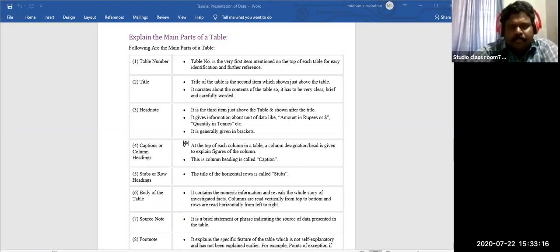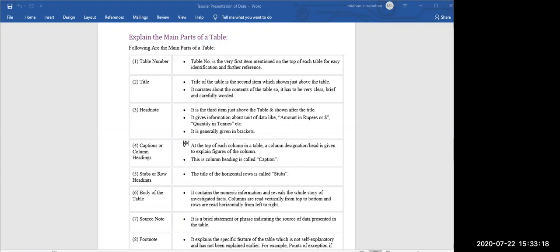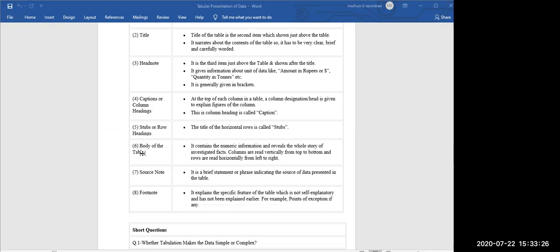Next, the last and final is the footnote. So these are the 8 parts of a table. First, the table number. Second, the title. Third, the head note. Fourth, the column heading. The fifth one is the row heading, the sixth is the body of the table, and the seventh is the source note, which is the footnote.